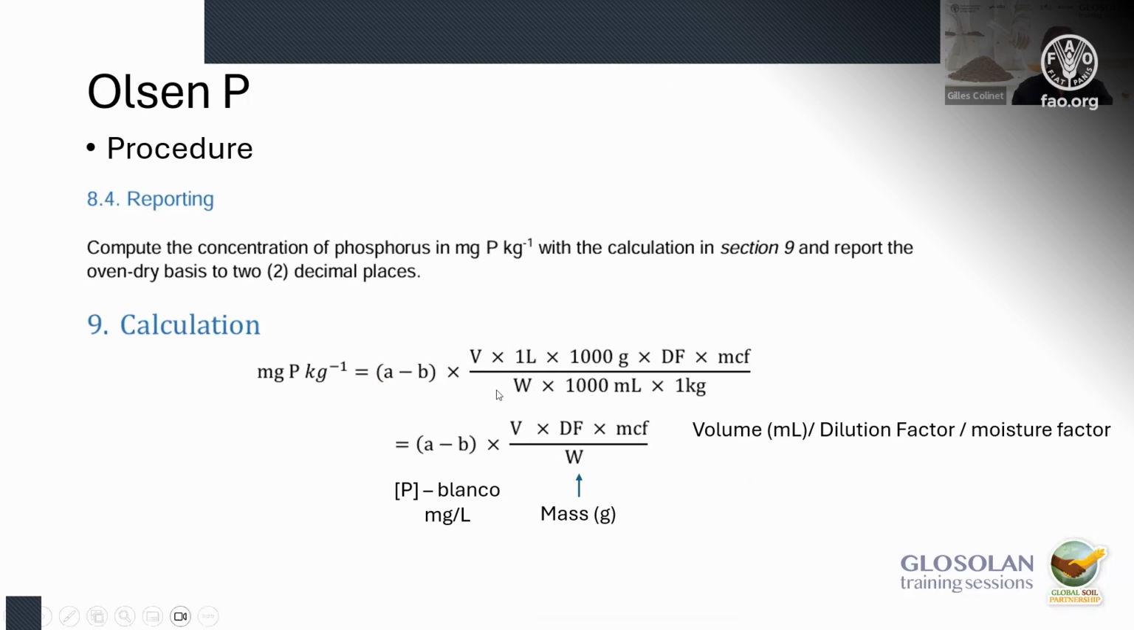And again, you have the formula that takes into account the measurement, the blank, the volume that you took into consideration, the mass of soil, the dilution factor, because you need to take a part of your extract and make the development of a coloration, and sometimes you need to dilute it. And of course the moisture factor that you need to take into account also.